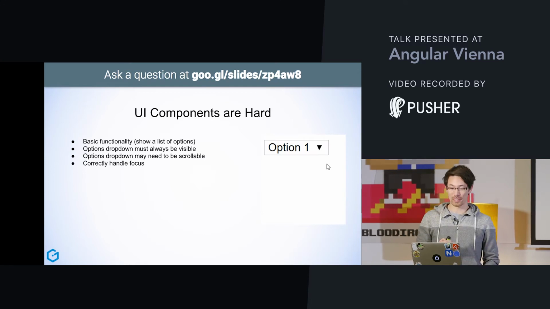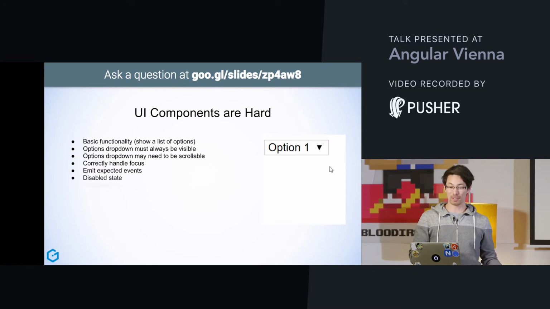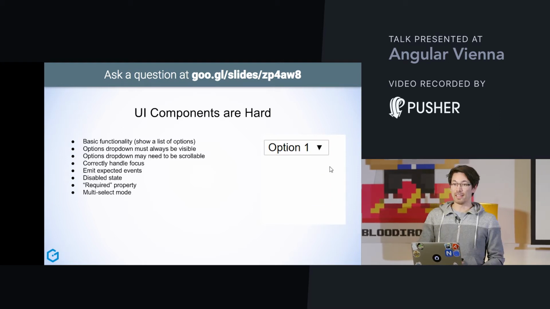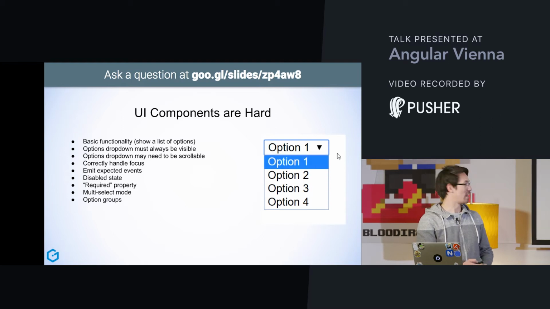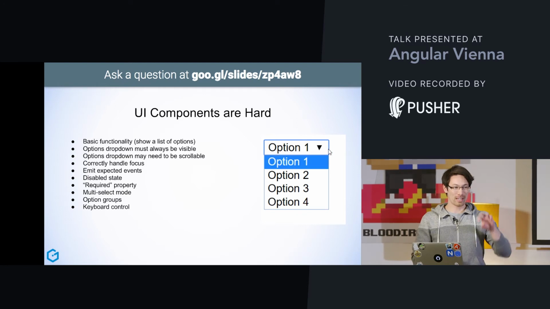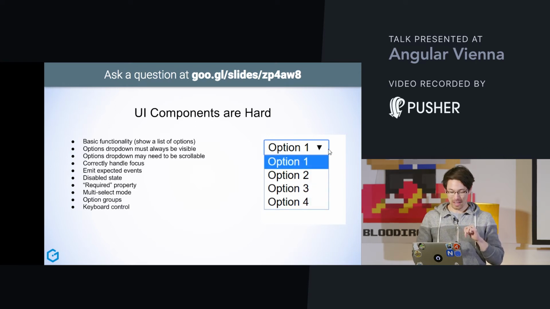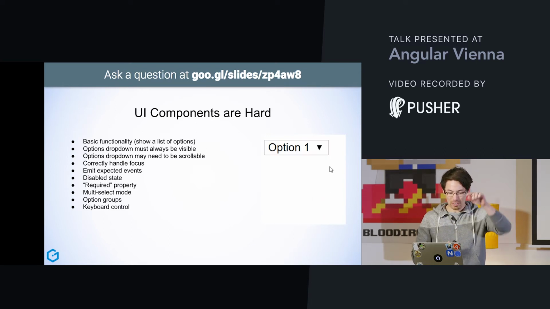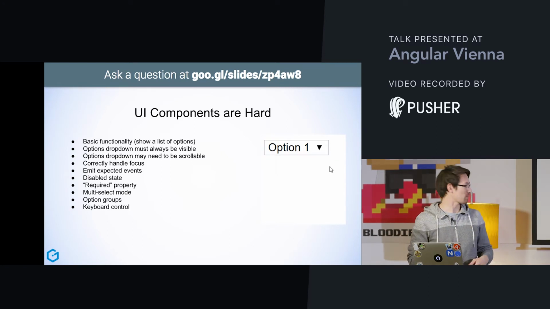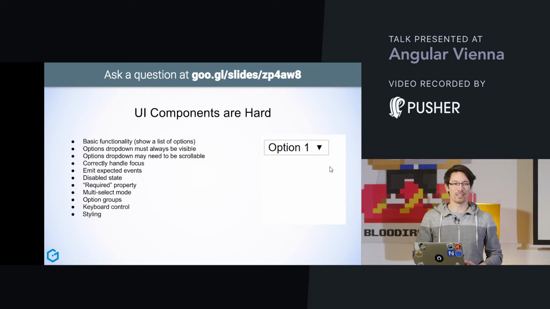It's got to handle focus. It's got to be accessible. It's got to emit the right events. It needs to implement its disabled state. It needs to be able to have the required support. It needs to support multi-select. It needs to support option groups, if you've ever heard of those. It needs to have keyboard control, and that doesn't mean just that the up and down keys work. The space key, the home and end keys, the escape key. When you press a letter, it's going to jump to the option that begins with that letter, and so on, and scroll through them. And it's also got to look okay. So you can get a flavor that there's quite a lot to it.